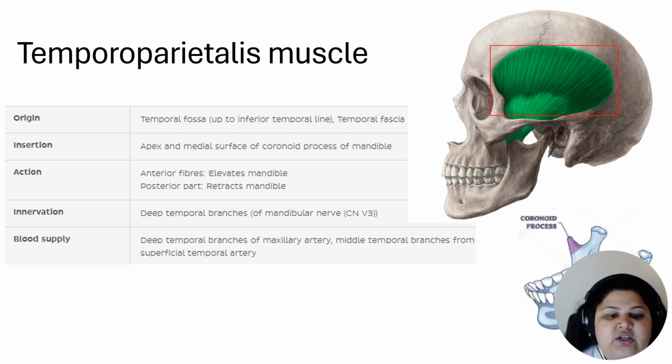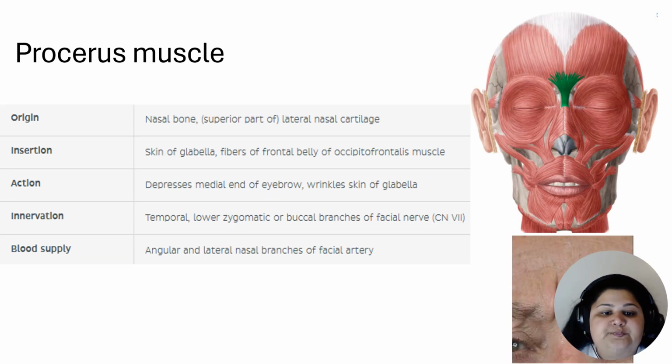The action: the anterior fibers elevate the mandible, and the posterior part retracts the mandible, like that. It is innervated by the deep temporal branches of the mandibular nerve. Blood supply is from the deep temporal branch of the maxillary artery and the middle temporal branches from the superficial temporal artery. So there are multiple arteries providing blood supply for this muscle.